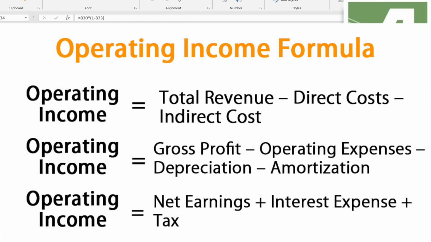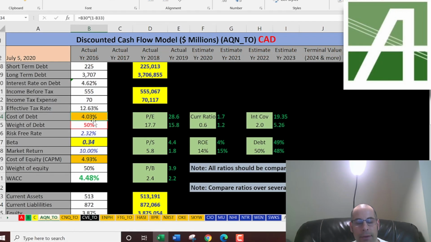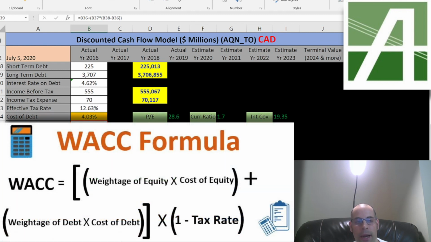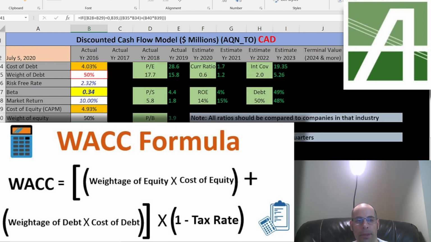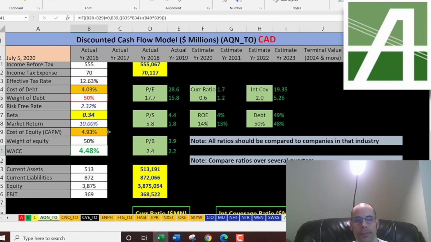So the cost of debt is 4.03%, and they have 50% of debt in the capital structure. The cost of equity is 4.93%, and we figure that out using the capital asset pricing model. And the weight of equity is 50%. So to get the weighted average cost of capital, you just combine the cost of debt and the cost of equity, and you get a WACC of 4.48%. And that's what we're going to use to discount the future cash flows.